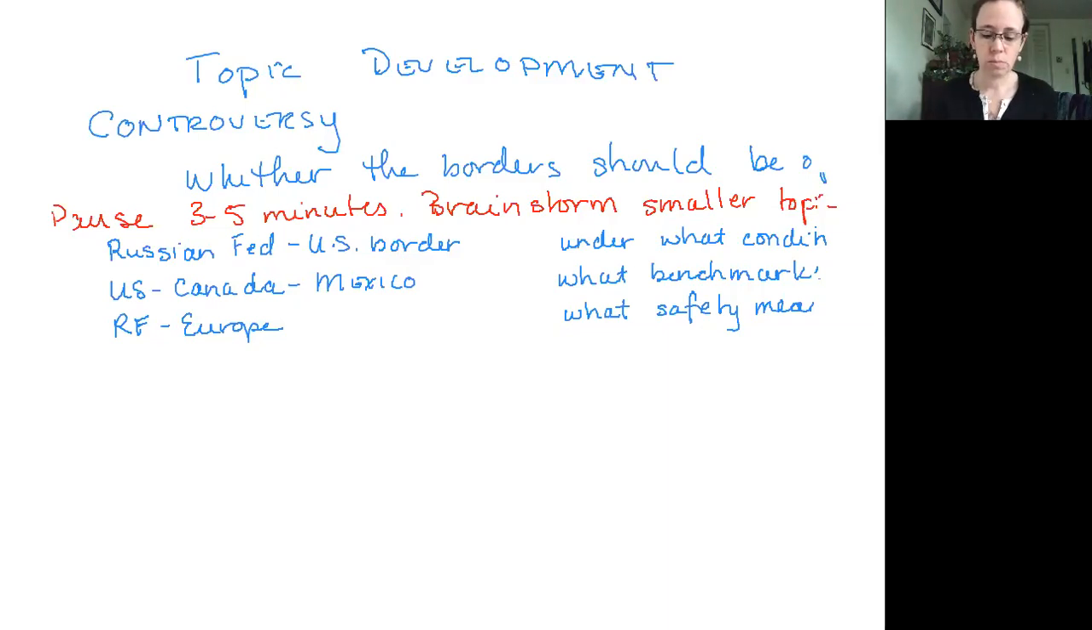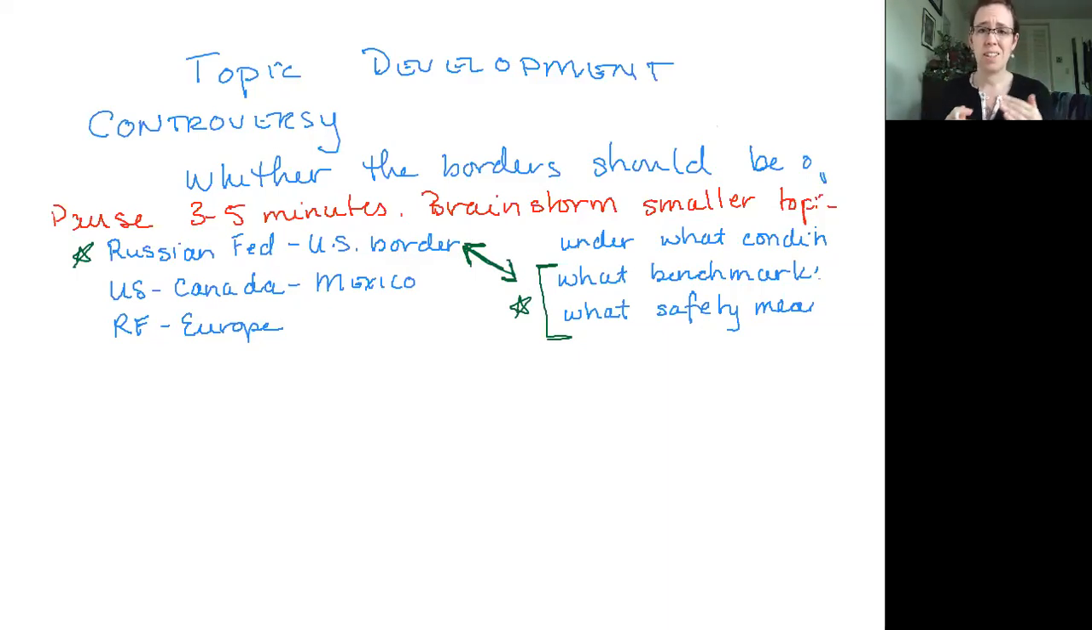And I'm most interested, I'm going to change colors here. I'm most interested in the Russian Federation and US border and these two ideas. What are the benchmarks and what are the safety measures? So I could see kind of combining these two ideas into a bigger paper.